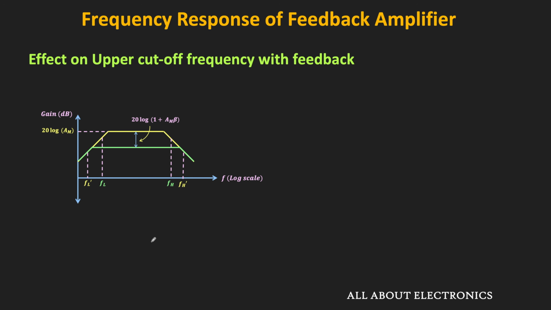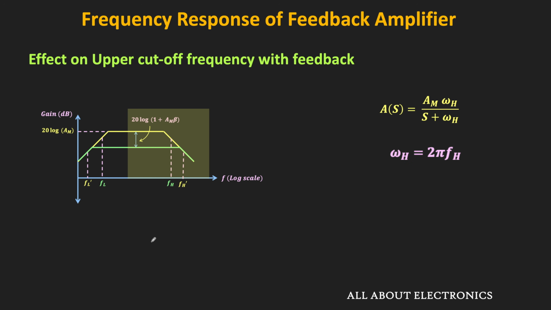So to find the upper cutoff frequency, we will consider this part of the frequency response. And as you can see, it looks like the response of a low pass filter. So this part of the gain response can be given as AM times omega h divided by s plus omega h. So here the gain response of the amplifier is represented in the Laplace domain. Here AM is the midband gain of the amplifier and omega h is the higher cutoff frequency of the amplifier, but here it is represented as the angular frequency. So we can say that omega h is equal to 2 pi times fh.